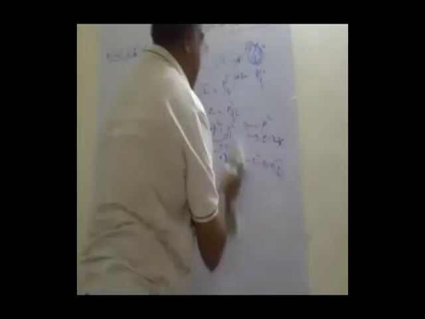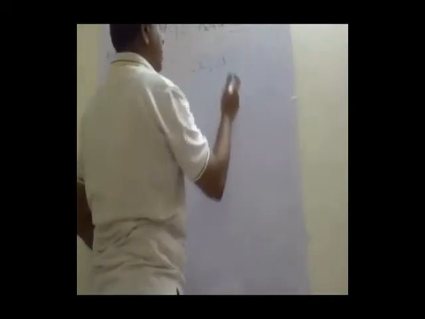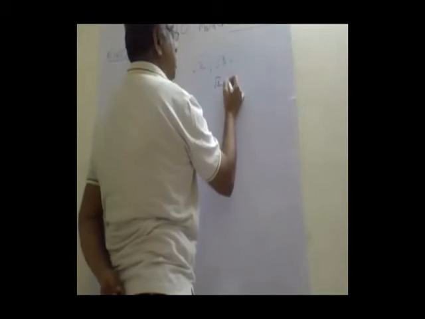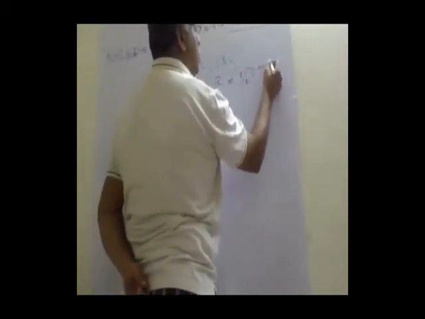We'll explain it. To prove that root 2 cannot be written in the form of p by q, where these have no common factor.